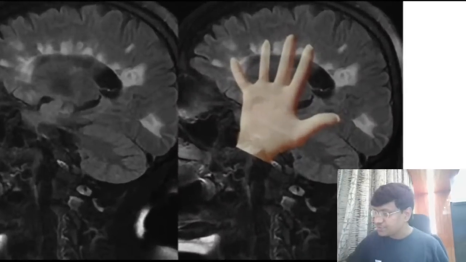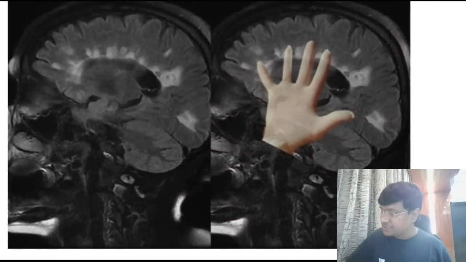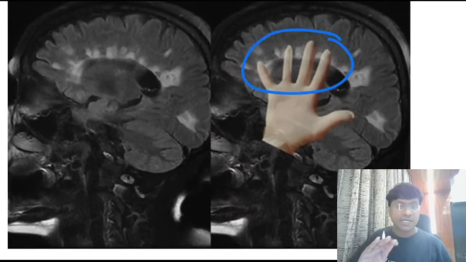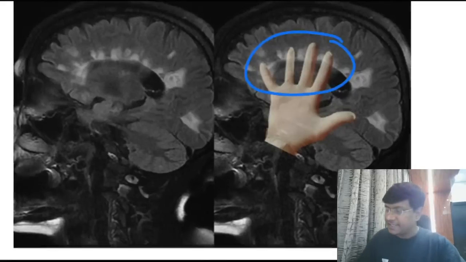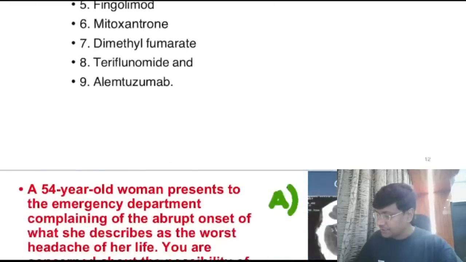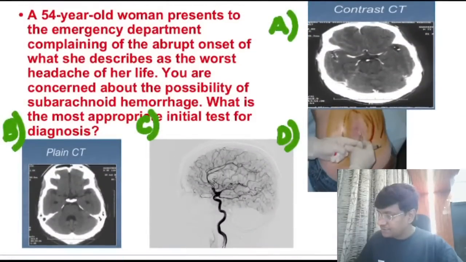These are your Dawson's fingers, which are nothing but the periventricular plaques seen in patients with multiple sclerosis. And what plaques are these? These are mainly the demyelinating plaques. Now you see the next question.